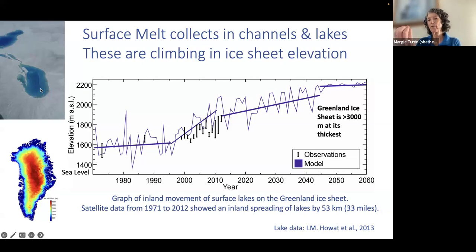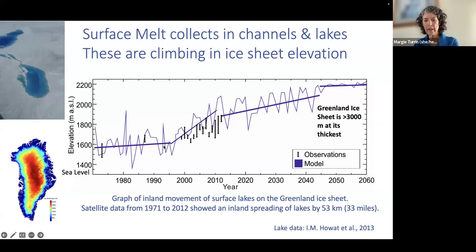And those lakes can then force open and pop down into moulins, which are these channels that can take warm meltwater from the surface to the base in a matter of minutes to hours, versus thousands of years if you have to melt all the way through the ice. So they have a significant influence on what's going on.